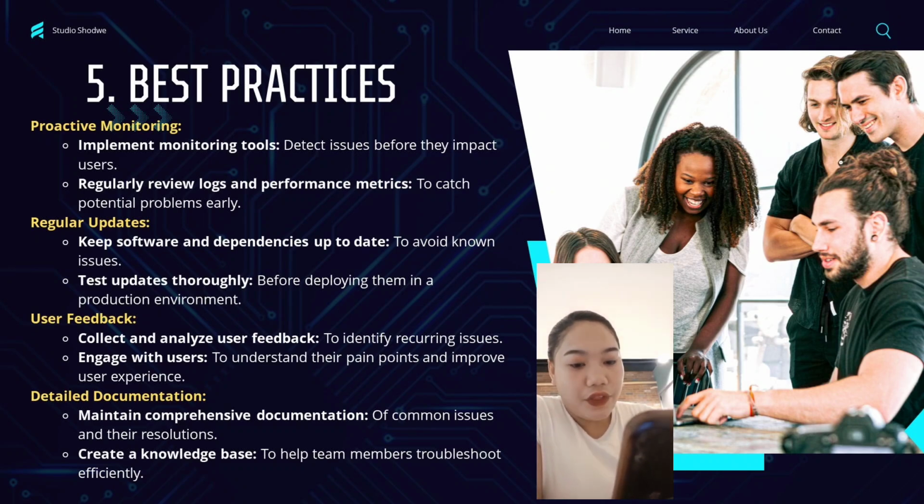Regular updates. This refers to keeping software and its dependencies current to avoid known issues. For instance, a company might regularly update its operating system, security software, and applications to protect against potential security threats and ensure optimal performance. The next is user feedback. Collect and analyze user feedback to identify recurring issues. Engage with users to understand their pain points and improve user experience.